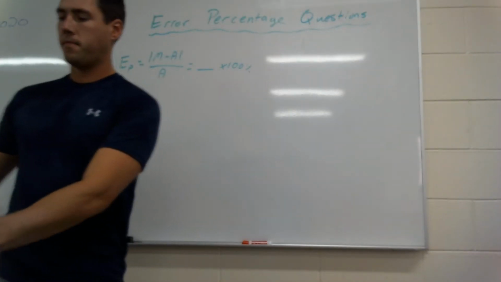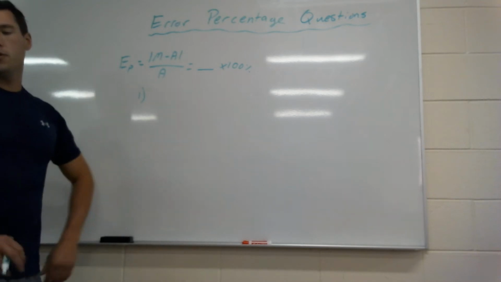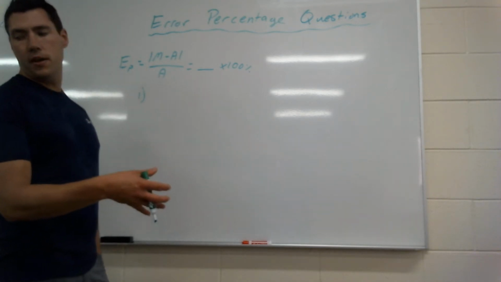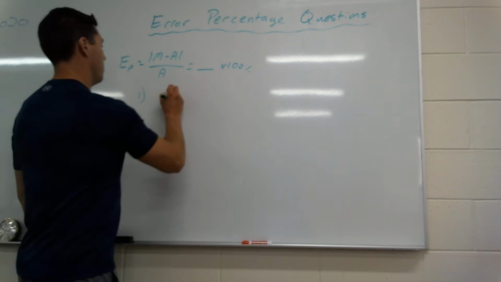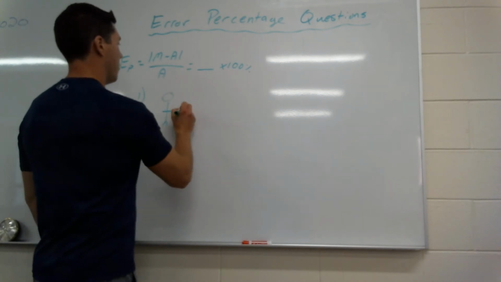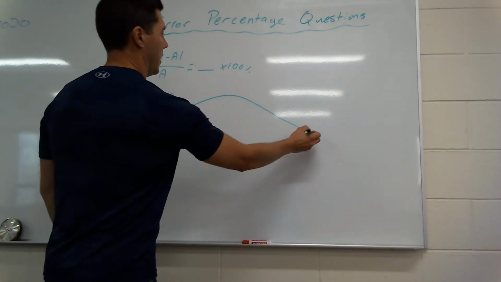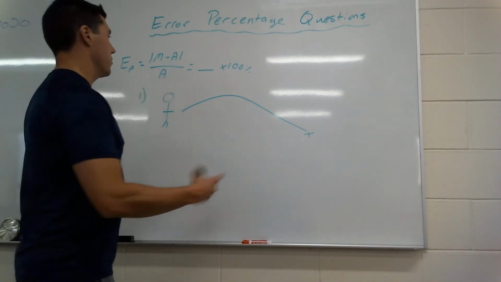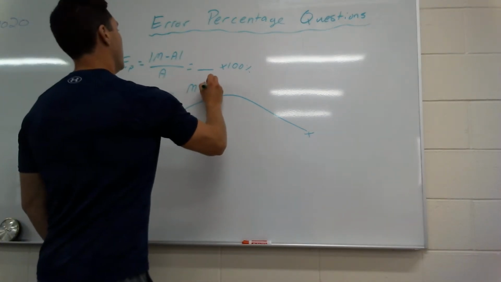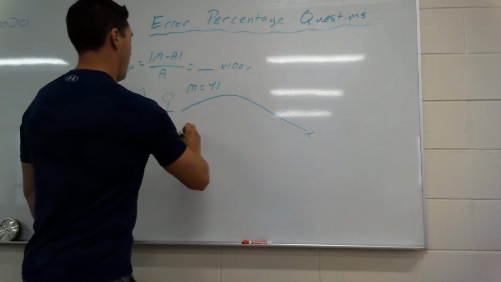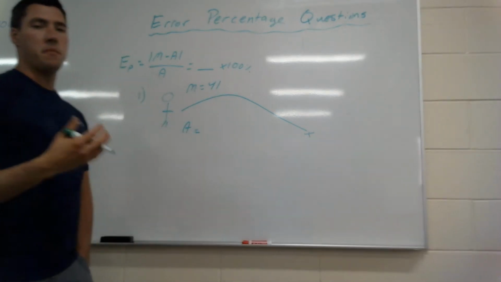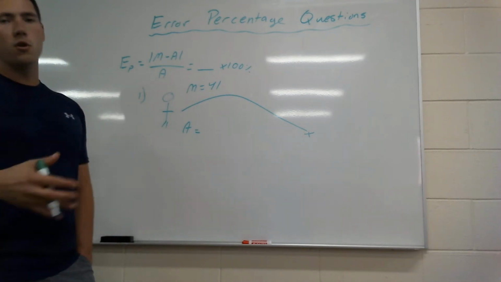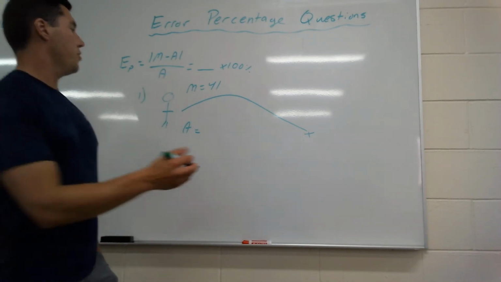First question. It says Mr. Westwood throws a paper airplane, and it lands over here. It says he estimates it'll go 41 meters. So my guess, my M, is 41 meters. Afterwards I accurately measured it, with a ruler or whatever, to 37 meters.